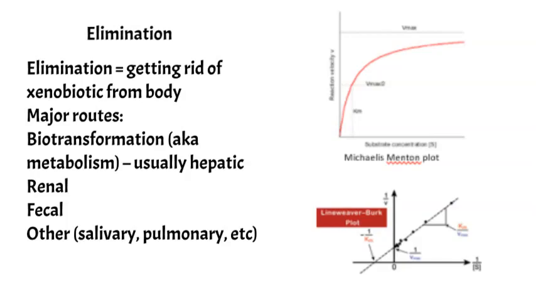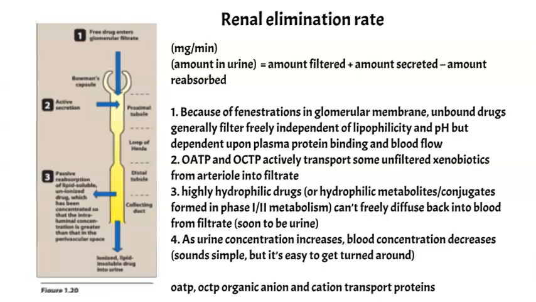Let's talk about the renal elimination rate. Renal elimination equals the amount filtered at the nephron plus the amount secreted into the urine minus the amount reabsorbed from the urine back into the body.